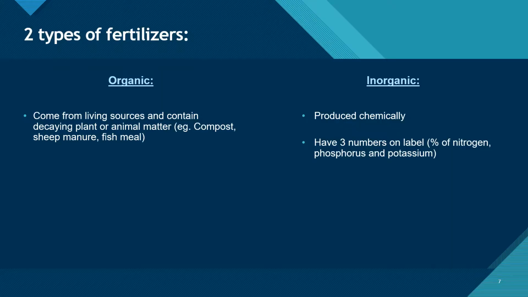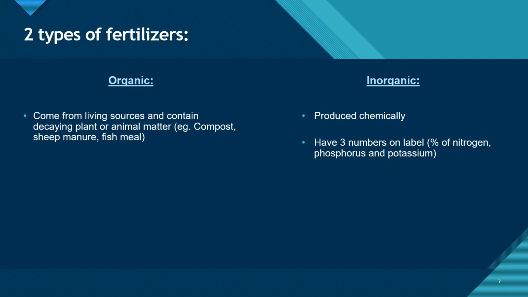So now we can talk about fertilizers. There are two main types of fertilizers, organic and inorganic. Organic fertilizers come from living sources that contain decaying plant or animal matter. So things like when we throw our compost away, like our banana peels or our orange peels, that's compost. Sheep manure is something that farmers often use, or fish meal, which is something that typically fishermen take part in.